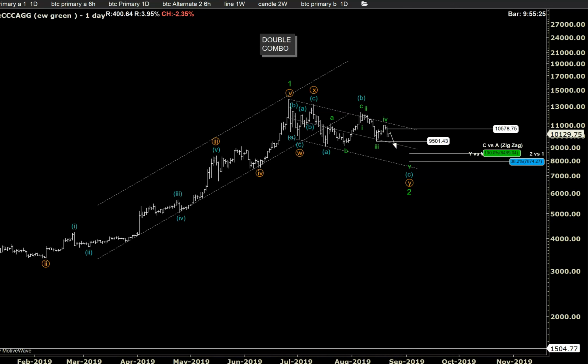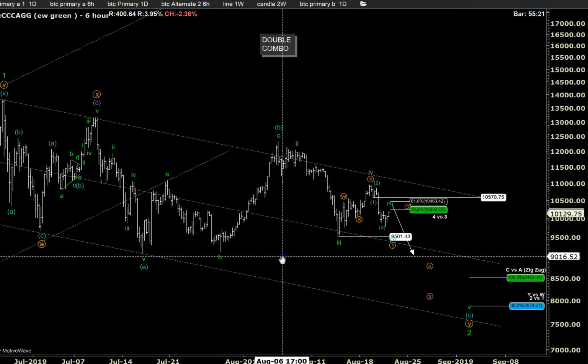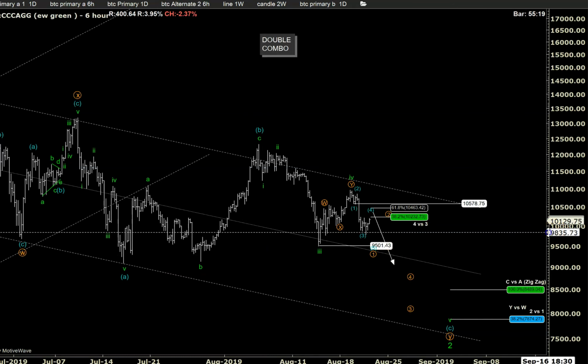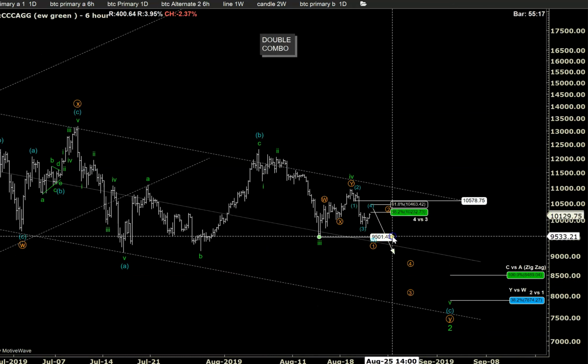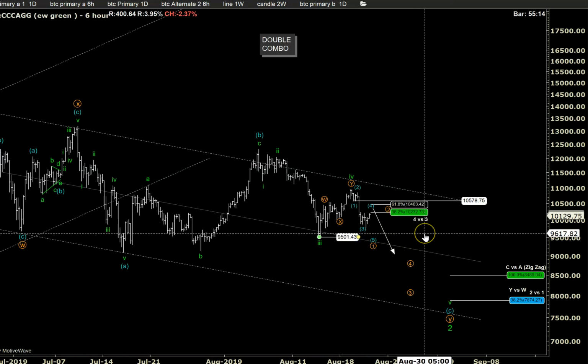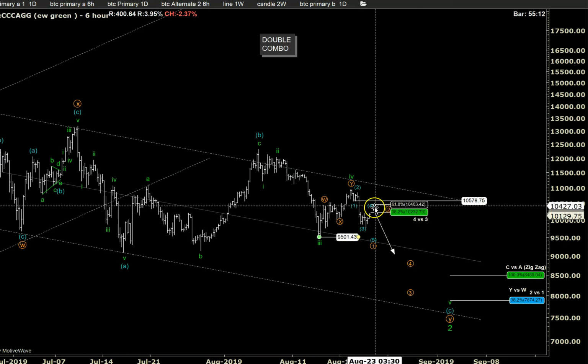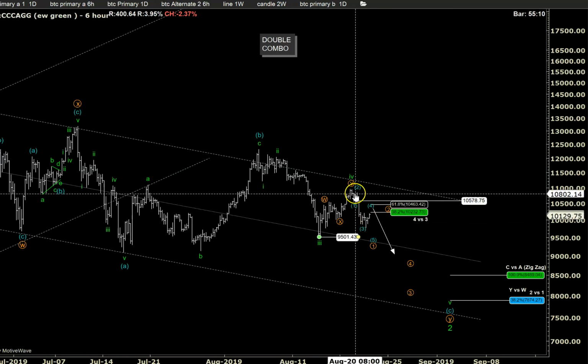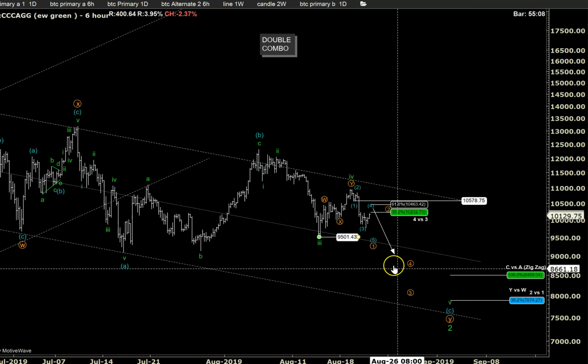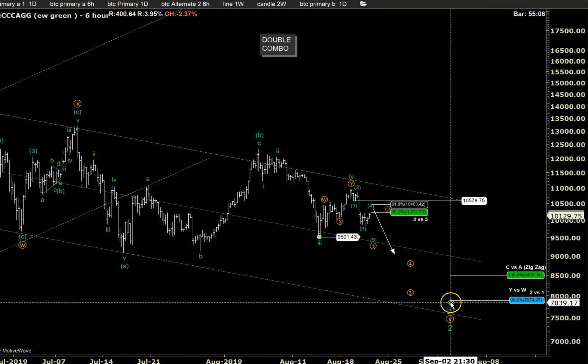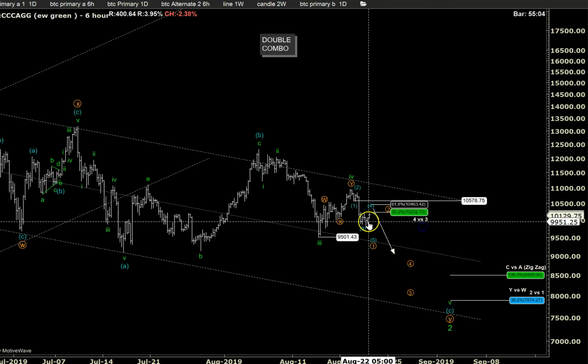So this is a daily. Let's go and look at the 6-hour chart. So we are looking to make a new low below this 9,500, and as long as we stay, especially on this wave count, because what I have here is I subdivide this wave 5 green into a 5-wave move.